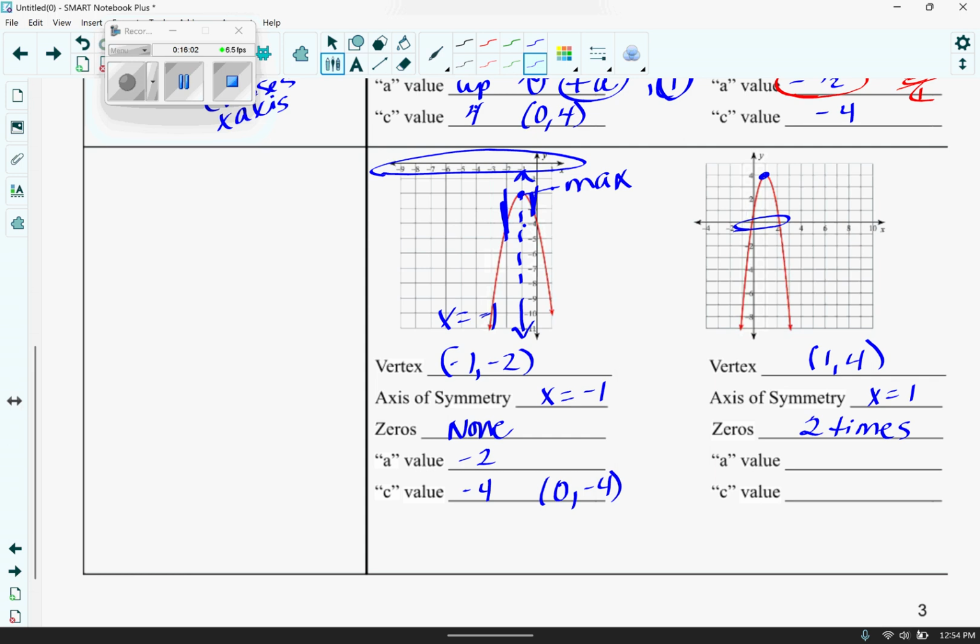My A value and my C value, well, the C value is probably easier to see, so let's do that first. I would say it crosses somewhere right in there. Not necessarily at negative, not necessarily at the 0, but more like at maybe 1. So I'm just going to say 1, or 0, 1. And my A value goes down. Let's see, if I go over 1, down 1, 2, 3, so negative 3.